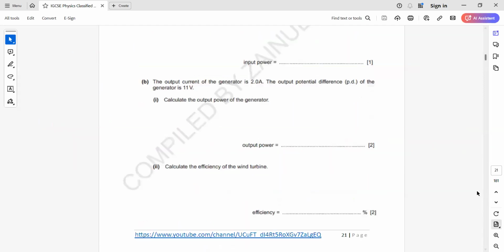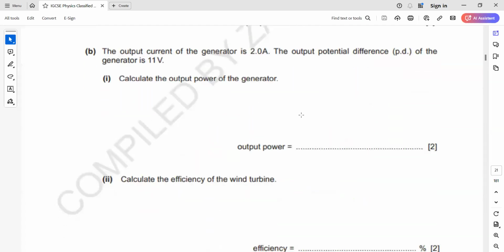Next is we need the output power. So the output current is 2 amperes and the potential difference. So if we need the power, we have the formula P equals VI. Always write the formula. So it will be 11 multiplied by 2, 22 watts. Then we need the efficiency.